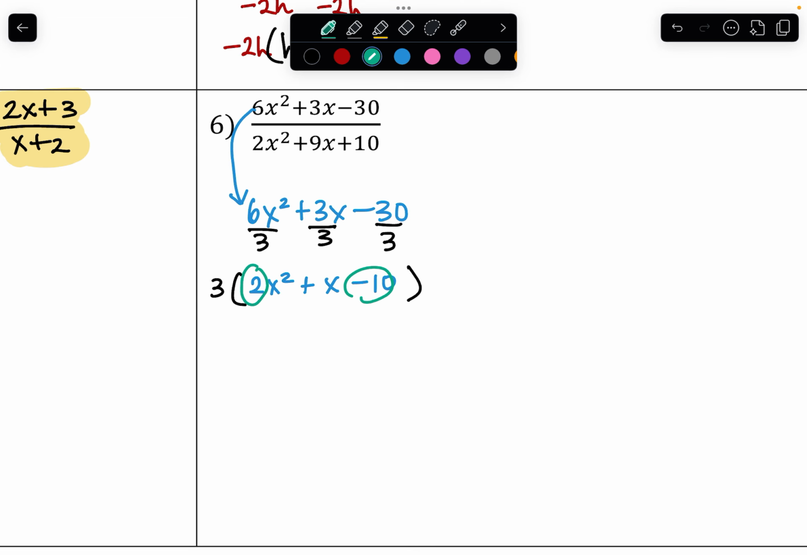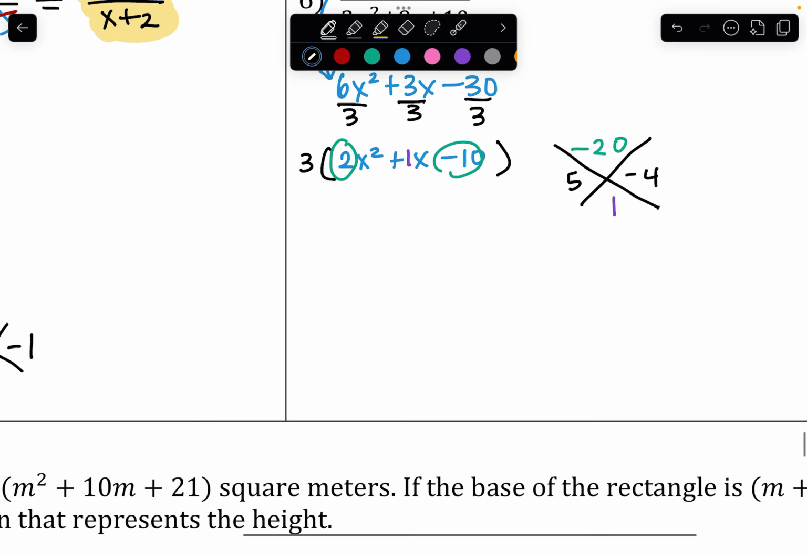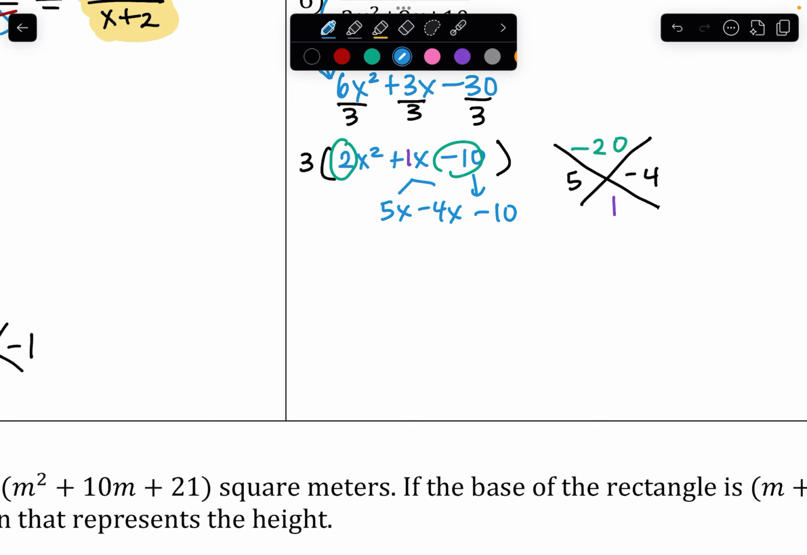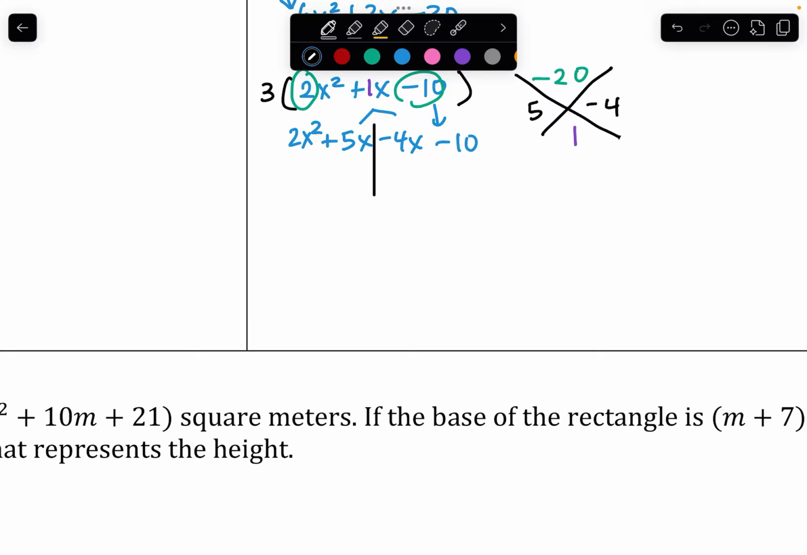2 times negative 10 is negative 20. So we need two numbers that multiply to negative 20, but add to 1. That would be 5 and negative 4. So split that middle term into 5x minus 4x. Bring down your minus 10. Bring down your 2x squared. That's positive. And then we are going to factor 2 at a time.